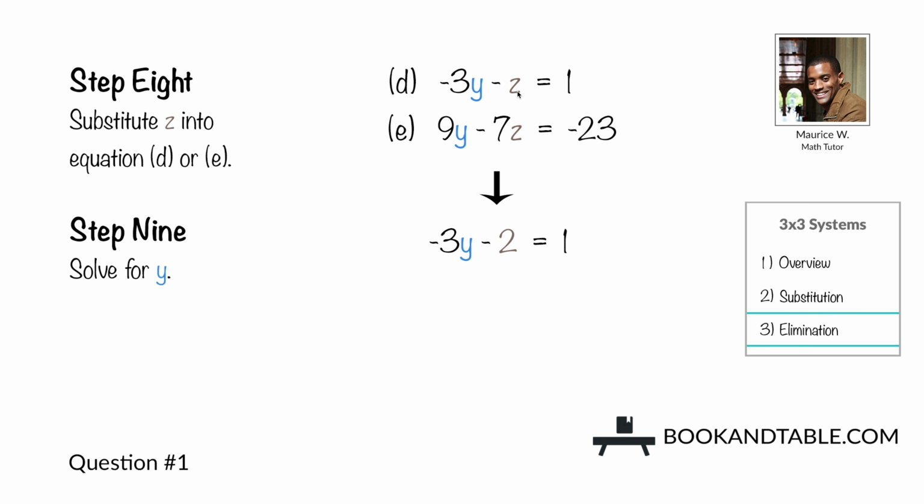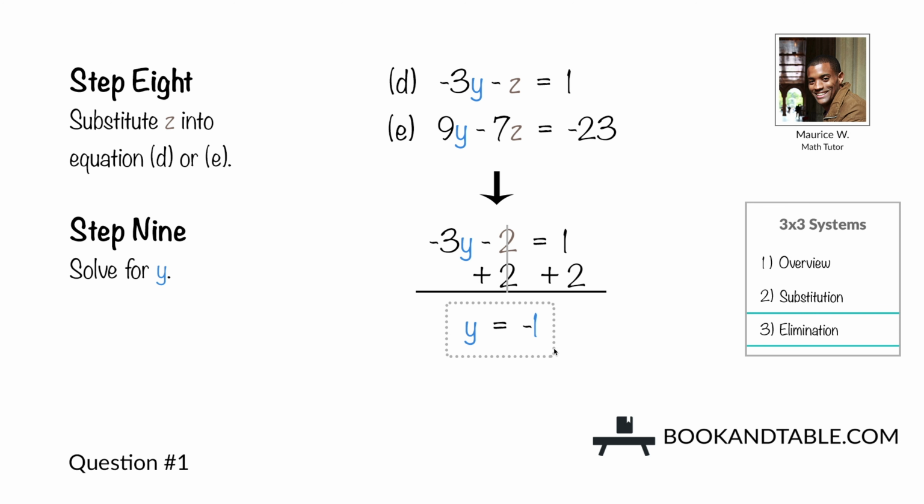So if you plugged in 2 here into equation D, you would have gotten negative 3y minus 2 is equal to 1. So we'll begin by adding 2 to both sides, giving us negative 3y is equal to 1 plus 2, which is 3. And now to remove this coefficient, negative 3, we divide both sides by negative 3, showing us that y is equal to 3 divided by negative 3, which is negative 1.